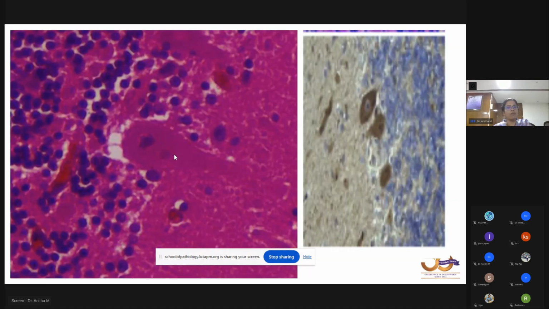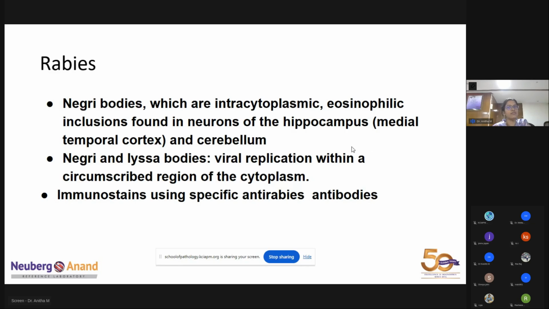A 19-year-old boy with convulsions, Negri bodies. And this is the IHC with the anti-rabies antibody, which shows positivity. These are intracytoplasmic eosinophilic inclusions, which can be seen in Purkinje cells of the cerebellum. The viral replication happens in the cytoplasm, and that can be highlighted with these anti-rabies antibodies. Thank you.